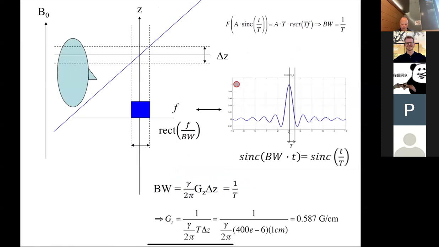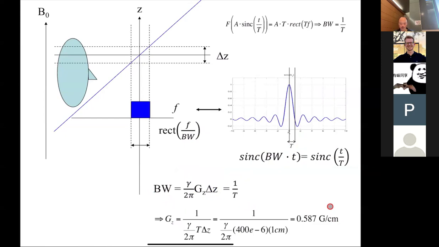So for example, we just said that the bandwidth, the frequency spanned given a gradient GZ and some width delta Z, is going to give me some bandwidth. Okay. And we also know from Fourier transforms that the bandwidth of this pulse is just going to be 1 over this T. So if this has its first zero at T, this has a bandwidth BW, which is just 1 over T. And so therefore, we can set up an equation like this, and we can solve for GZ.